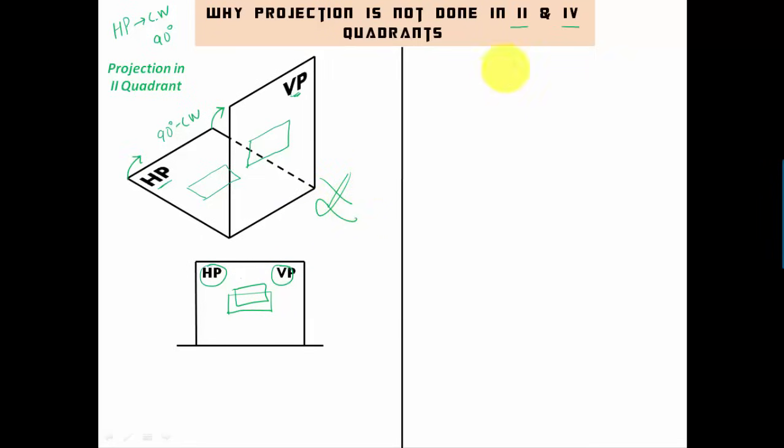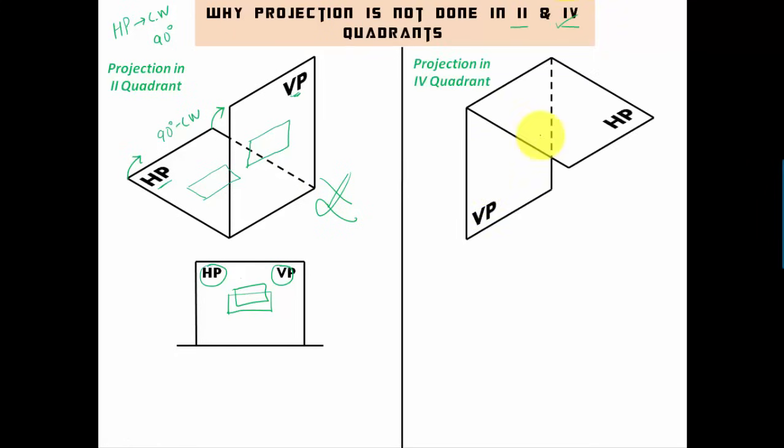Now let's see why projection is not recommended in the fourth quadrant. So let's have the fourth quadrant. That means the object is below HP and in front of VP. Again, we are going to use this rotation protocol, and we're going to rotate this horizontal plane by an angle of 90 degrees in the clockwise sense. Okay, when you do so, what happens? This happens. Let me show you.